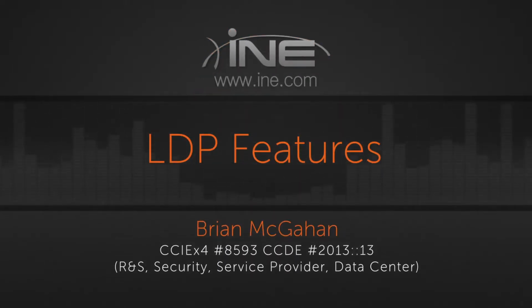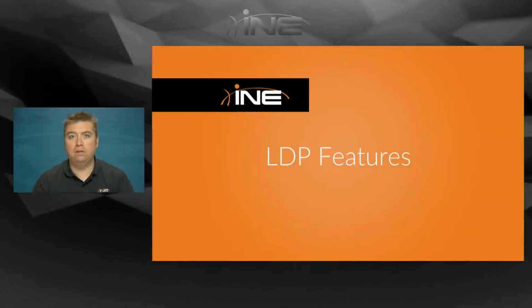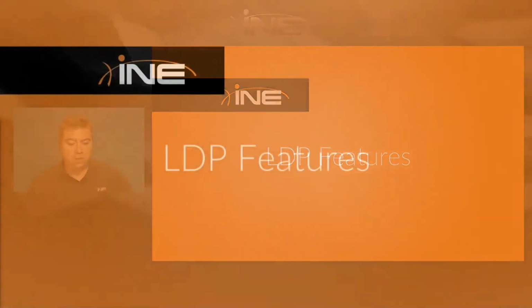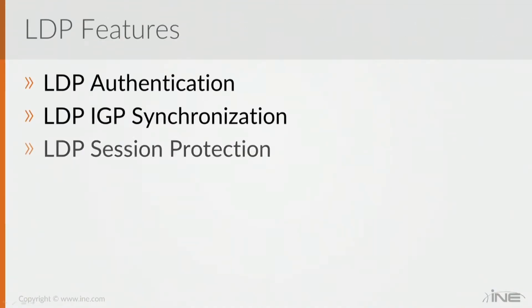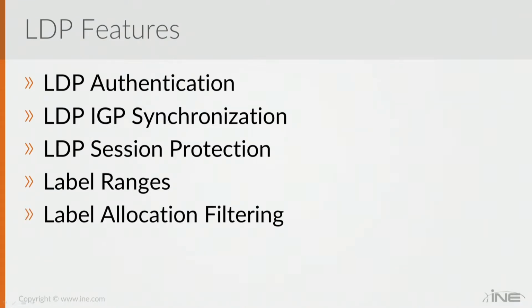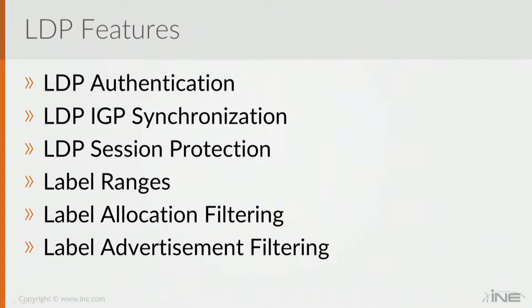In our next section, we're going to look at some of the miscellaneous features of Label Distribution Protocol. Specifically, we'll talk about how to do authentication in LDP, how the IGP synchronization and session protection features work, and also how we can configure what specific label numbers we're going to be using when we allocate, what specific labels we are going to allocate in terms of matching the IPv4 addresses, and what labels we are going to be advertising on a per neighbor basis.